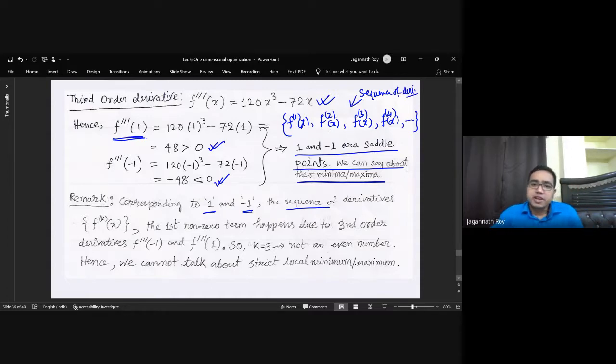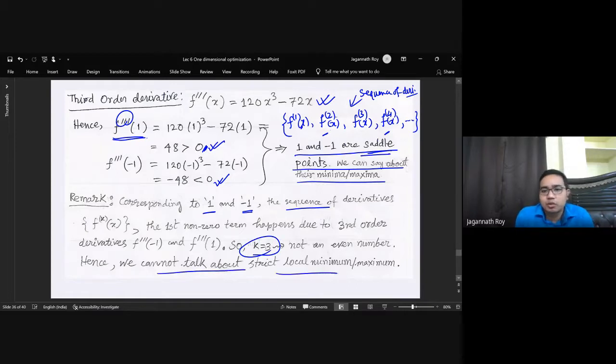In the sequence of derivatives, the first non-zero one should be like F2 or F4 or F6. But here F3 is actually non-zero. So this is not a local minimum nor a local maximum. This is a clear-cut case of a saddle point, because 3 is not an even number. That is why we cannot talk about a strict local minimum or maximum here.